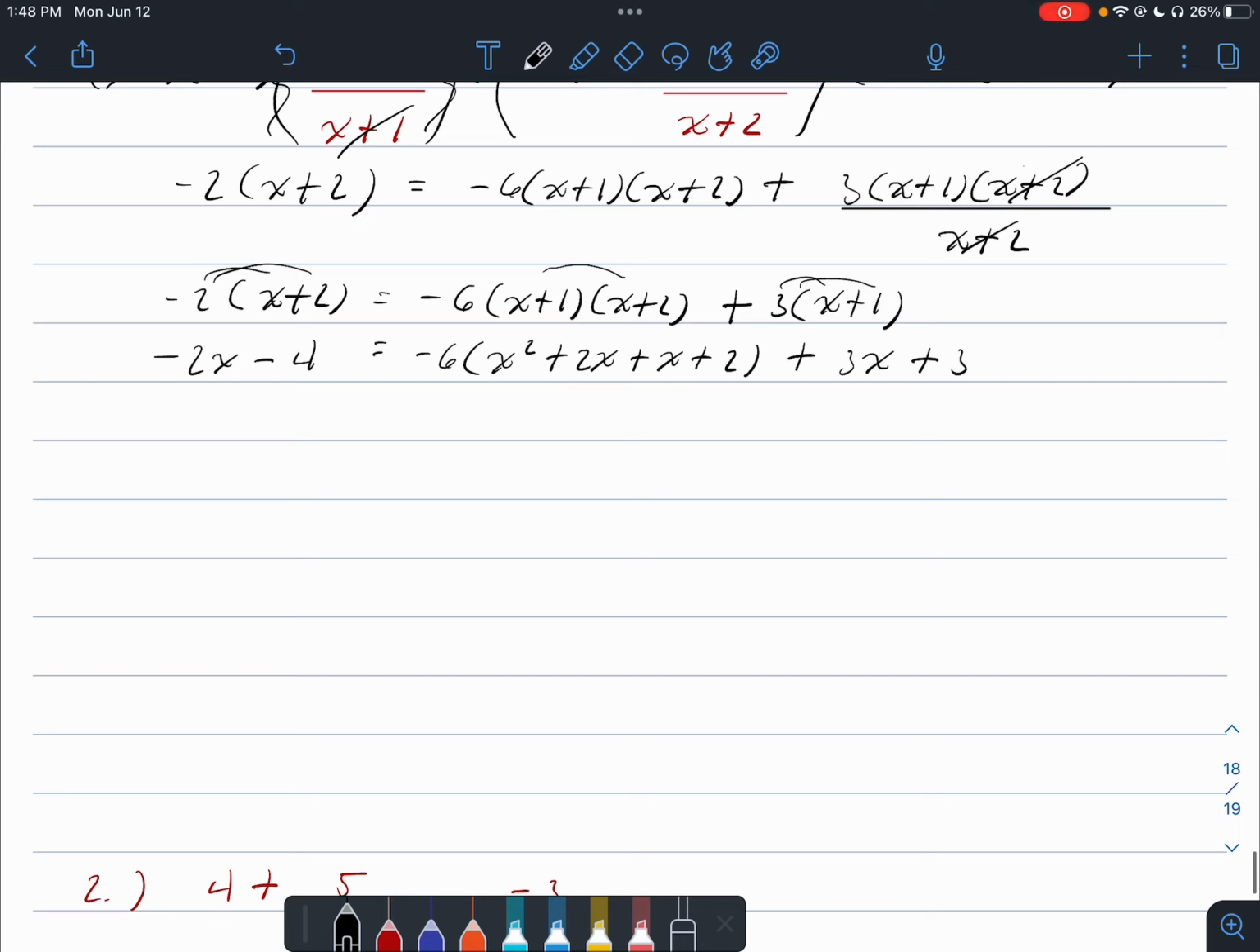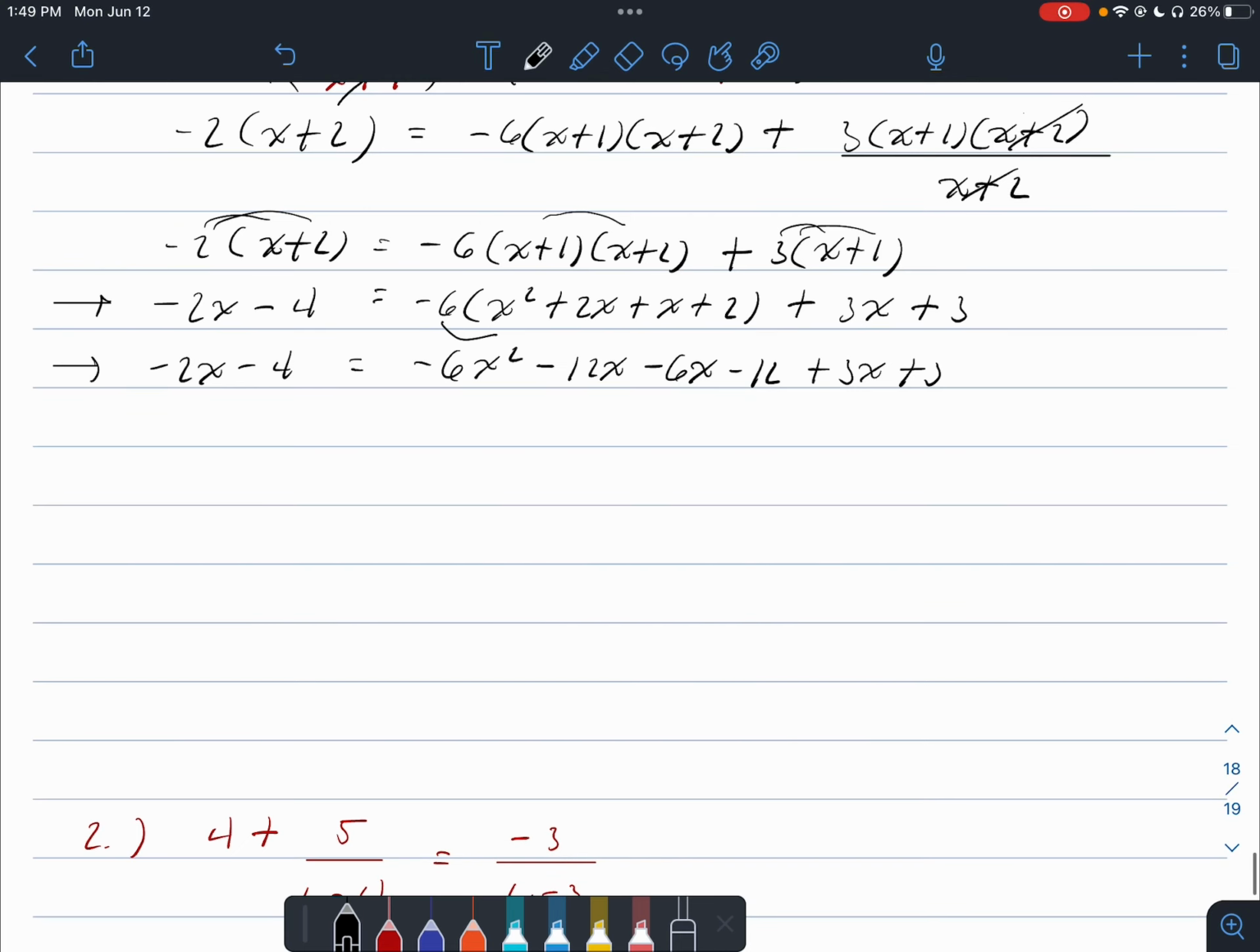Now we can distribute this -6. Let's do arrows here for our steps. We'll leave the -2x minus 4 over here for now. Once we distribute this -6 to the x squared, the 2x, the x, and the 2, we'll have -6x squared minus 12x minus 6x minus 12. Then we'll have plus 3x plus 3.